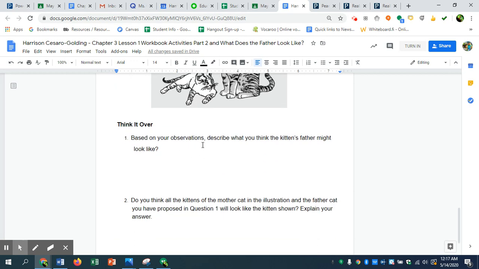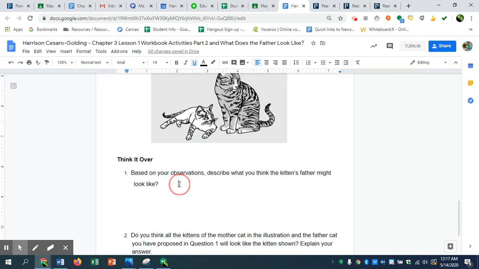Now it says, based on your observations, describe what you think the father might look like. So what do you think? Do you think the father is, I don't know, where did this kitten get that white color from? That's my hint to you. Could it have gotten that white color from dad? Hint, hint. So write your answer there.